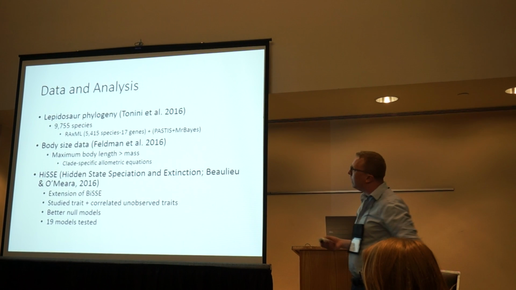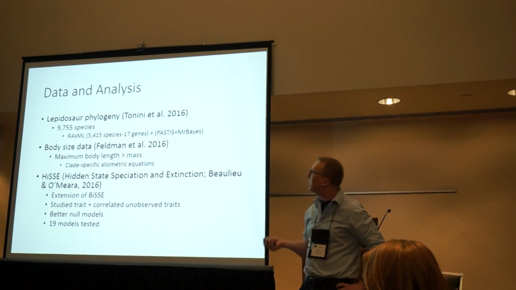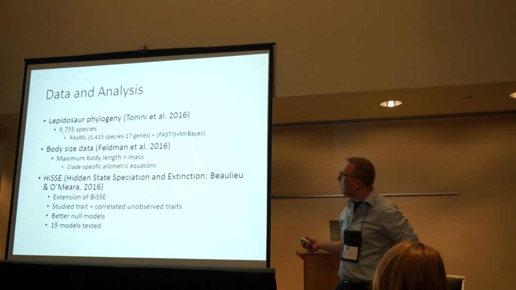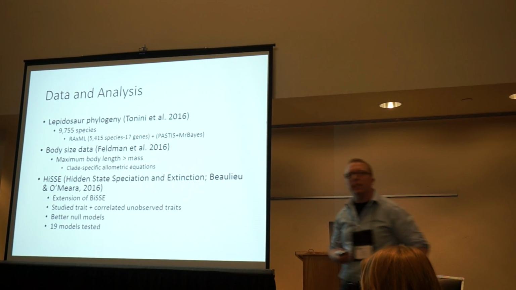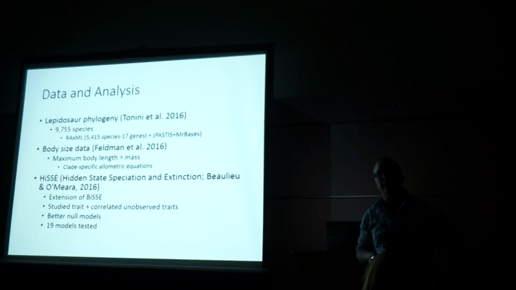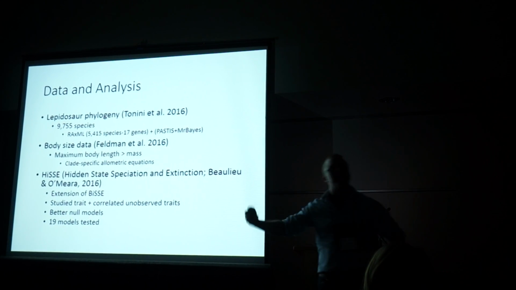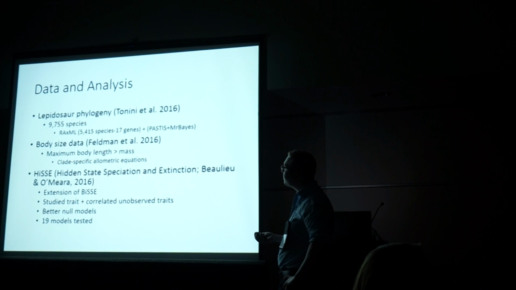So for this study, we took the phylogeny of every single species of lepidosaur. We have a phylogenetic tree of 9,755 species. We have body mass data for all of these species. And we're using the recently developed hidden state speciation and extinction model, fitting 19 alternative models to this data set to test the effect of body size and unobserved characters associated with body size on rates of diversification.